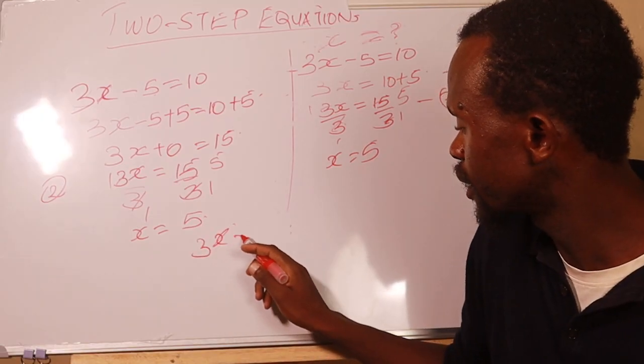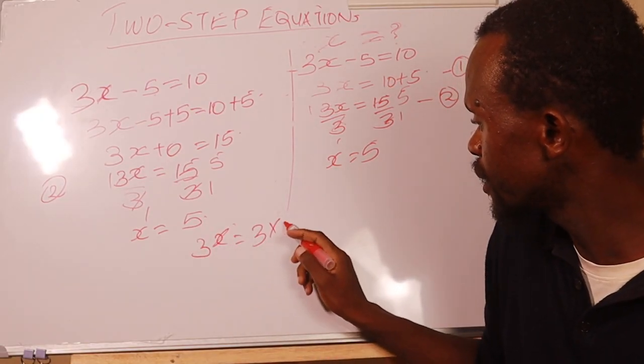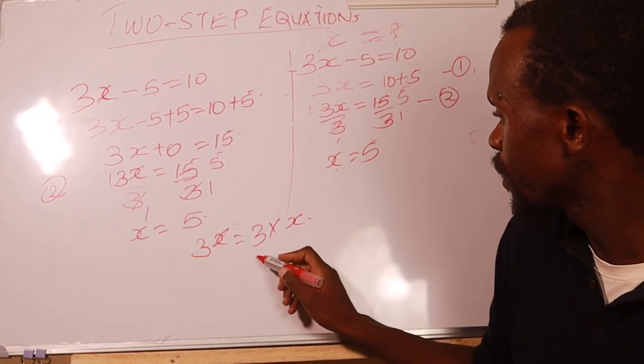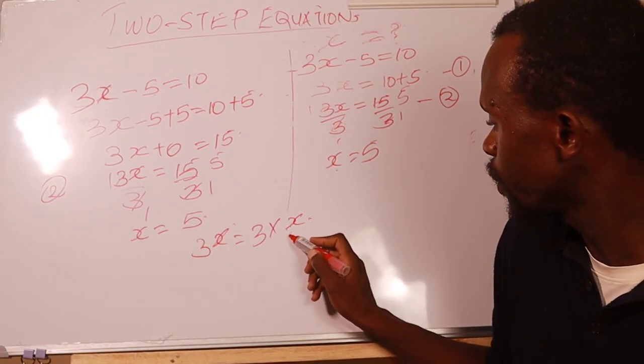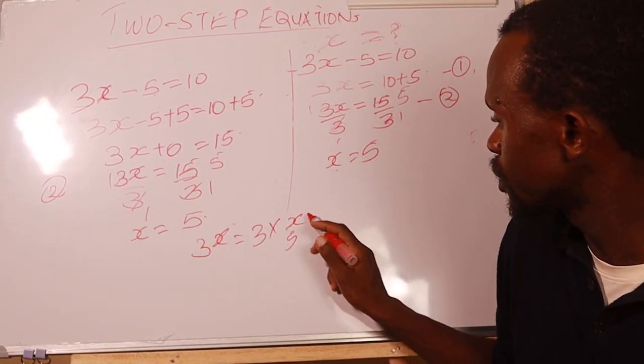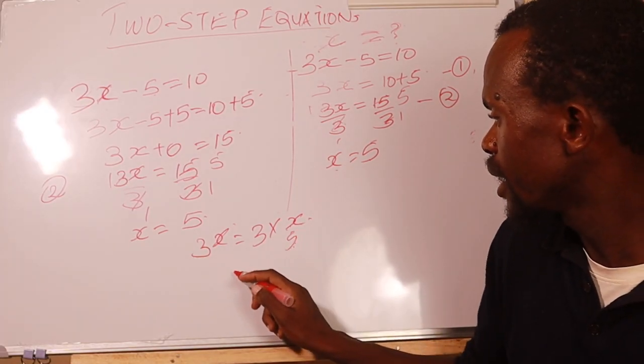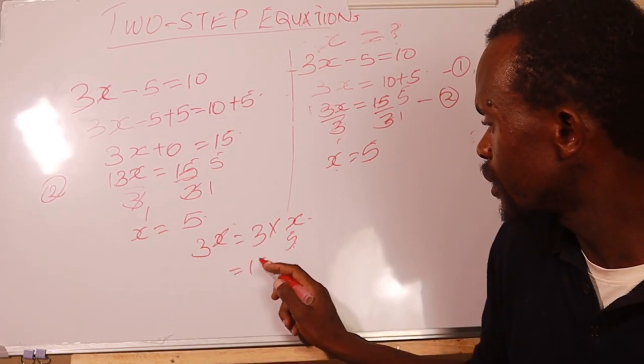3x is the same as 3 times the value of x. The value of x is 5, and therefore 3 times x... we're going to substitute the value of x with this value, which is 5, and therefore 3x will be equal to 15.